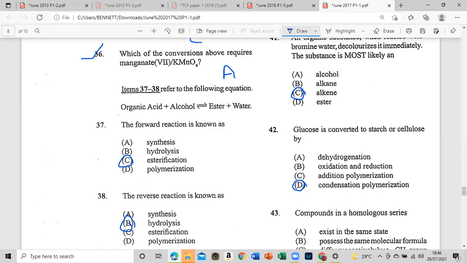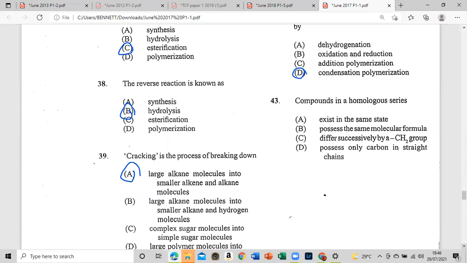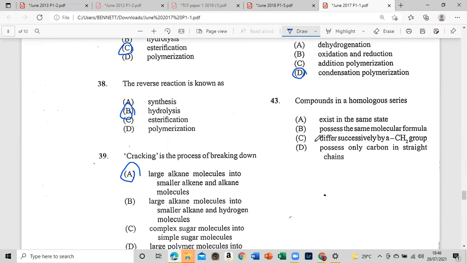Guys, I'm so tired. All right, I'm still going to 43. Compounds in a homogeneous series, 43. Just going to go right to the answer, and that is C. This one is new, I think. I remember seeing this one.